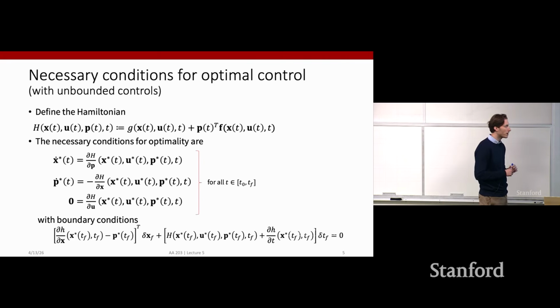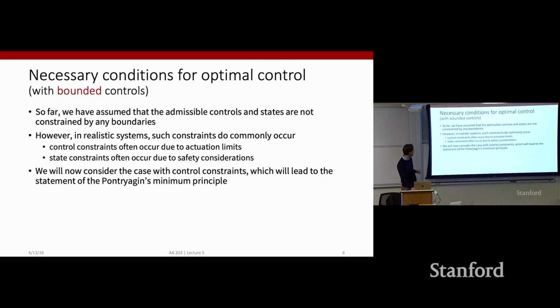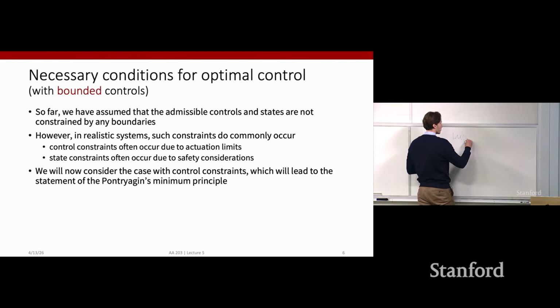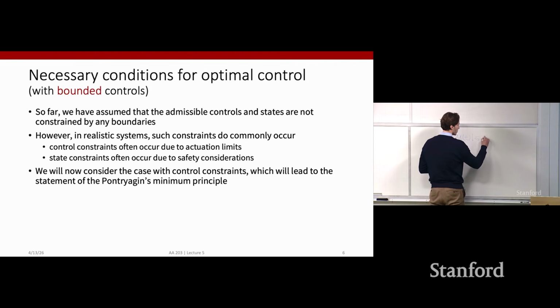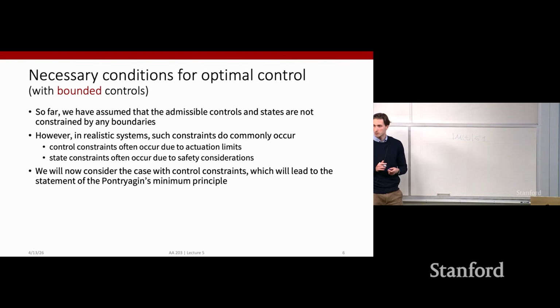So here what I mean by bounds on controls is that we would have something like the absolute value of u needs to be smaller or equal than 1. Something like that.